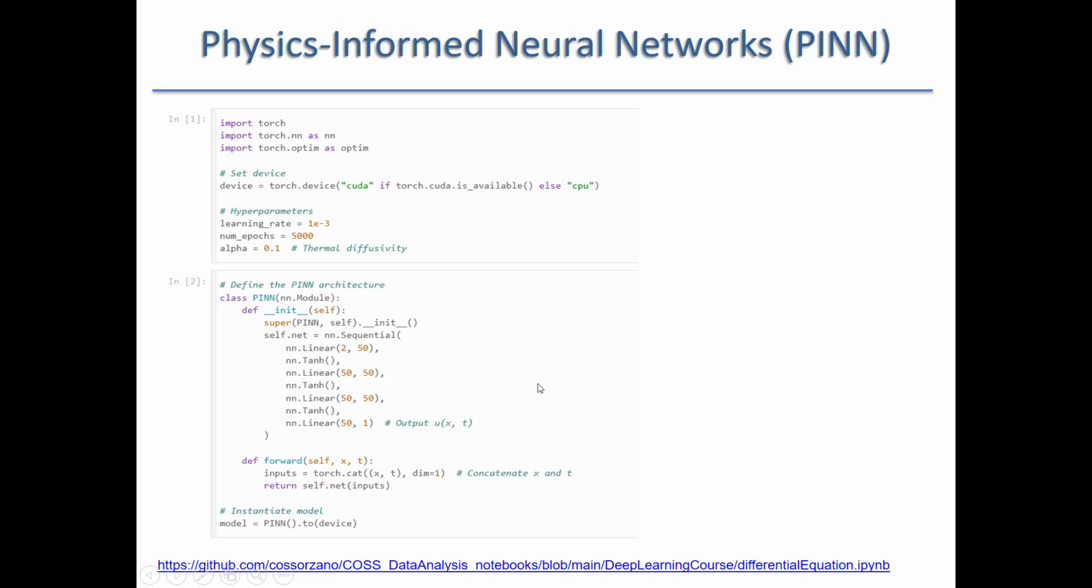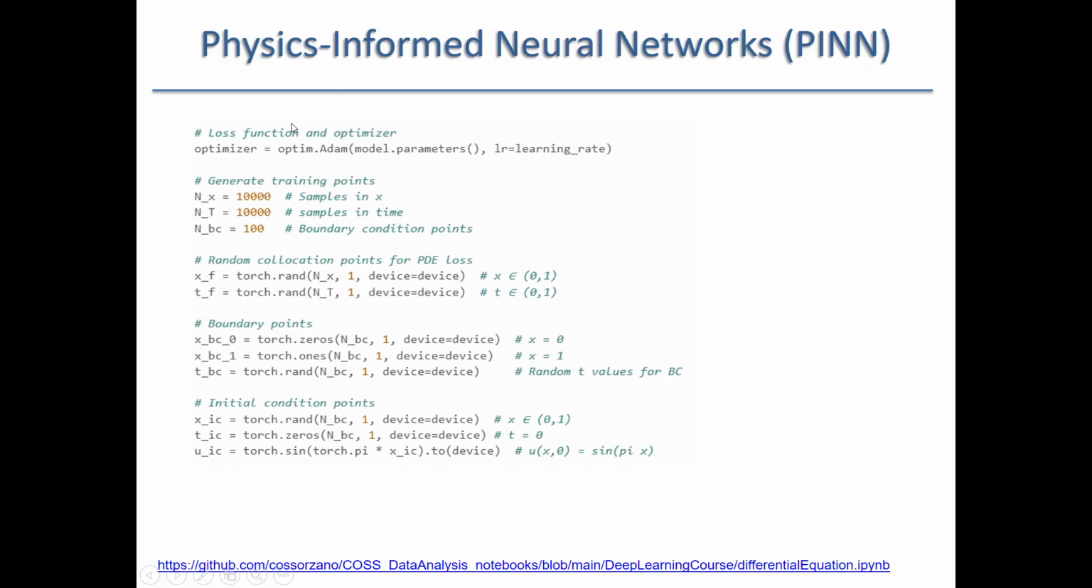Okay, good. So let's see how we can do this in code. This is just imports, and then here is our neural network. The neural network is just a very simple network, just some linear layers and hyperbolic tangent. So very simple network. And we have our model, and our model will depend on space and time.